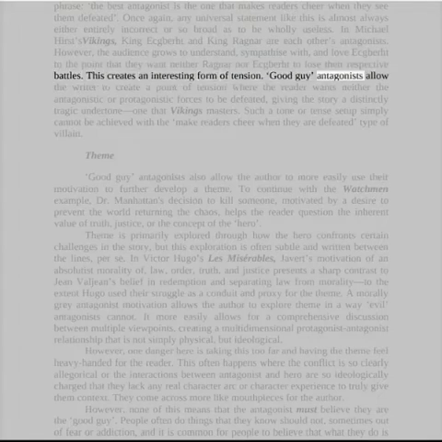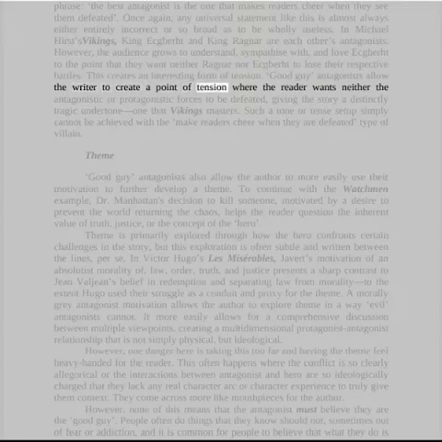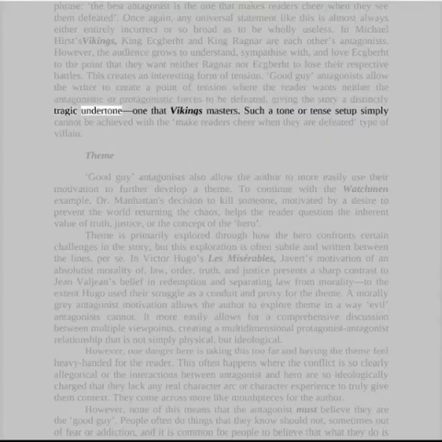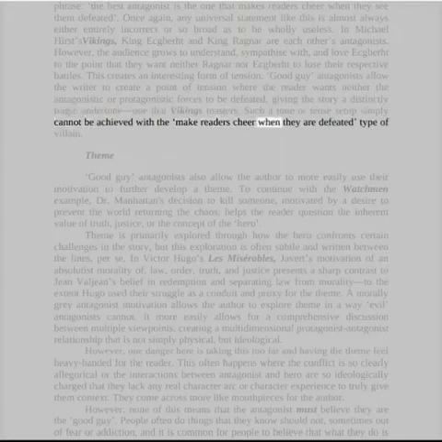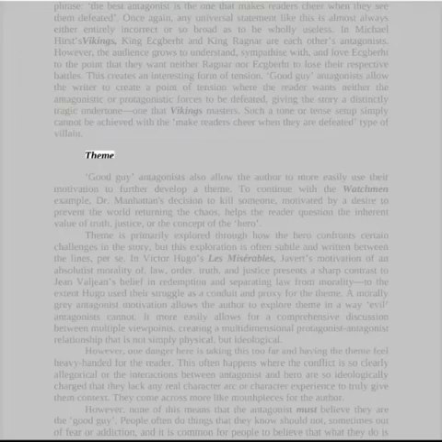Good guy antagonists allow the writer to create a point of tension where the reader wants neither the antagonistic nor protagonistic forces to be defeated, giving the story a distinctly tragic undertone, one that Vikings masters. Such a tone or tension setup simply cannot be achieved with the make-readers-cheer-when-they-are-defeated type of villain. Theme. Good guy antagonists also allow the author to more easily use their motivation to further develop a theme.